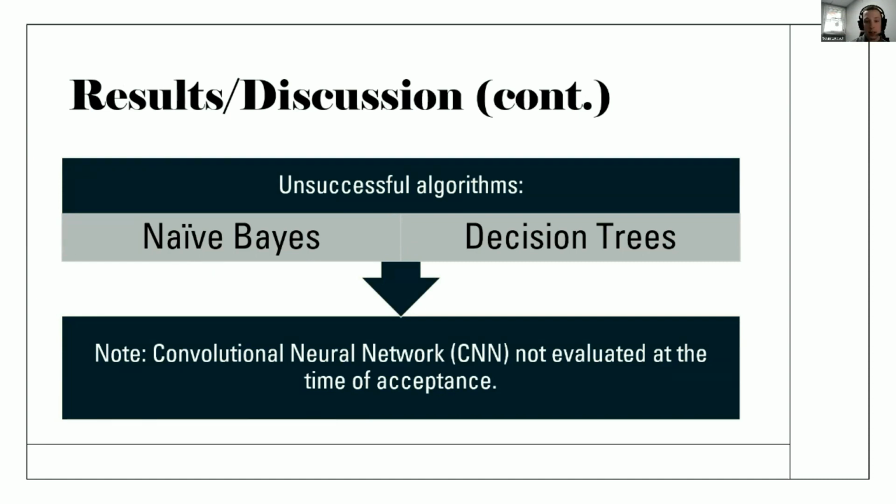At the time of the paper's acceptance, the convolutional neural network, or CNN, hadn't been developed enough to be able to conclude anything regarding its reliability, so I will not cover it during today's talk. I will now cover why the naive Bayes and decision trees algorithms did not work.